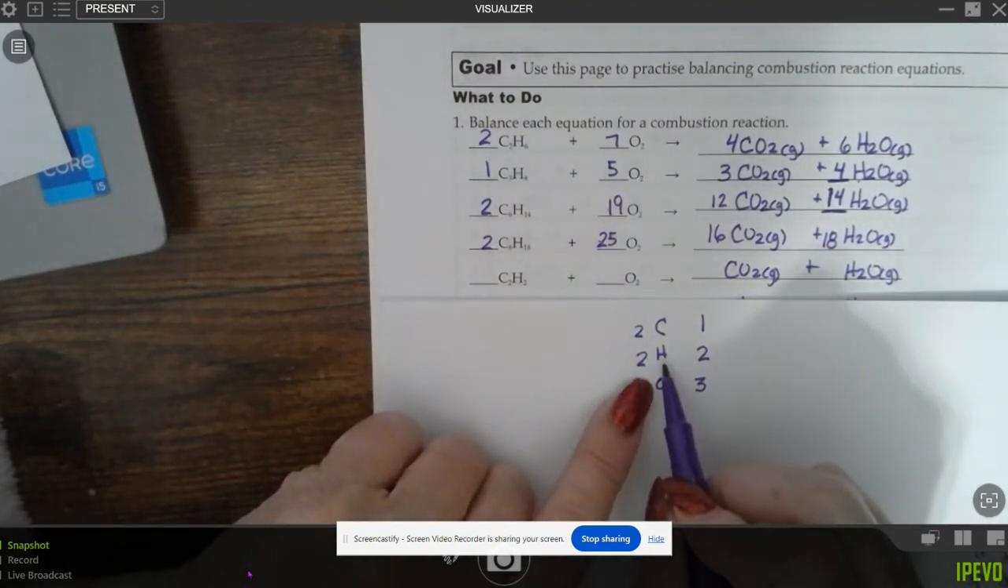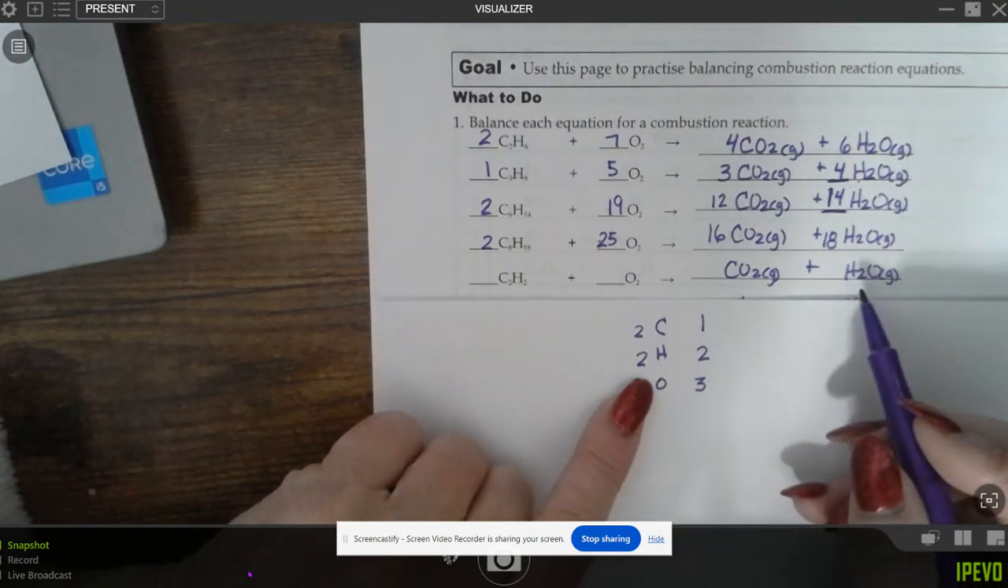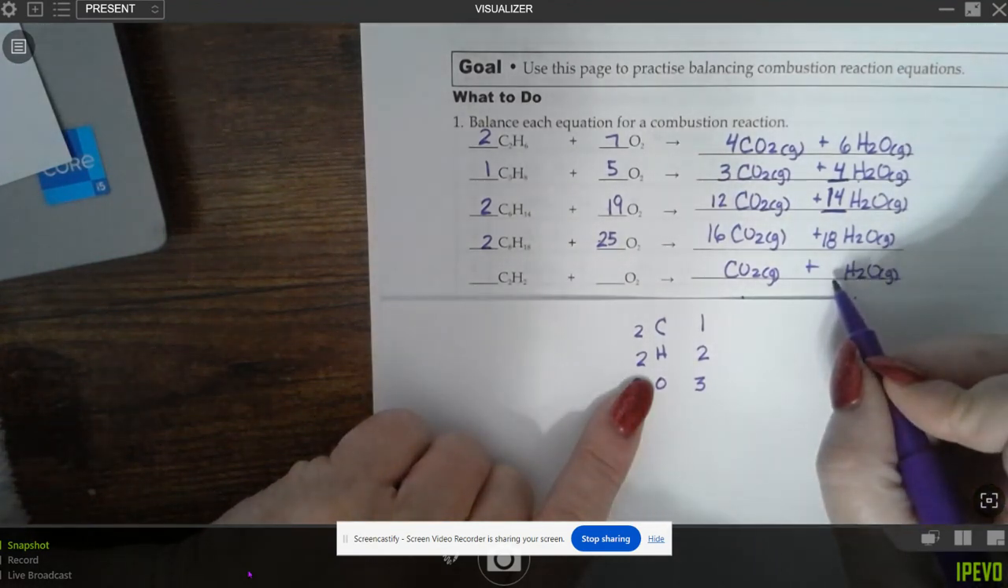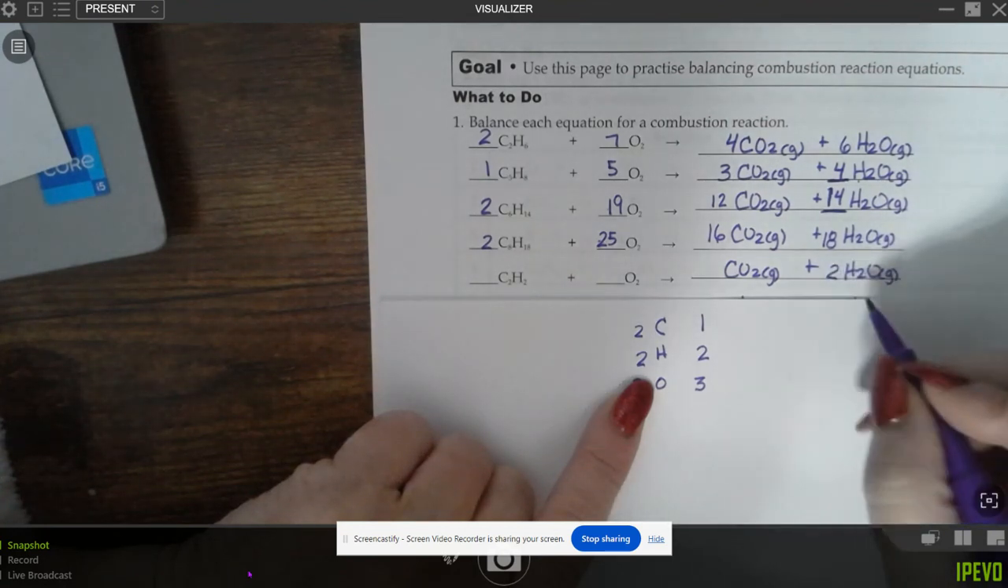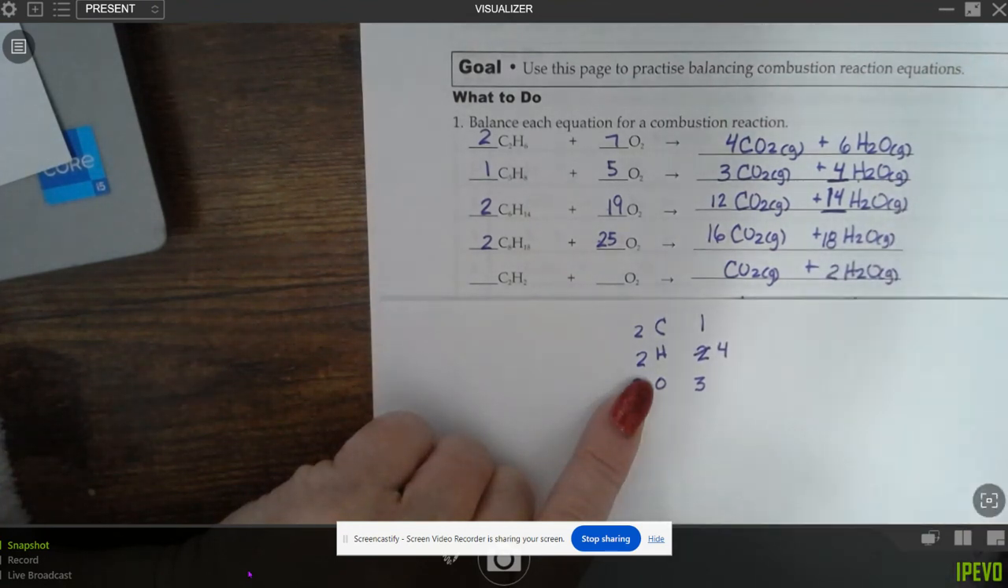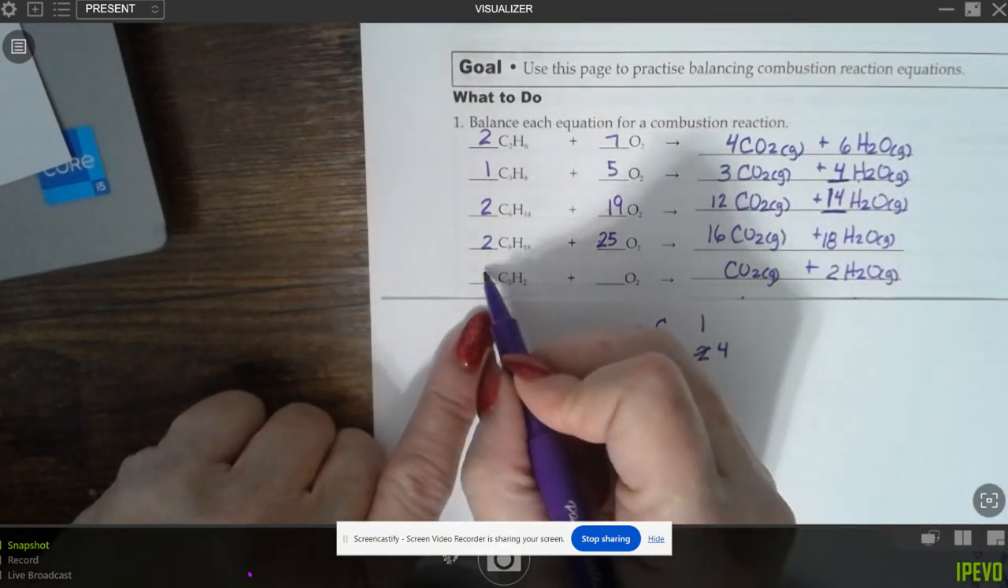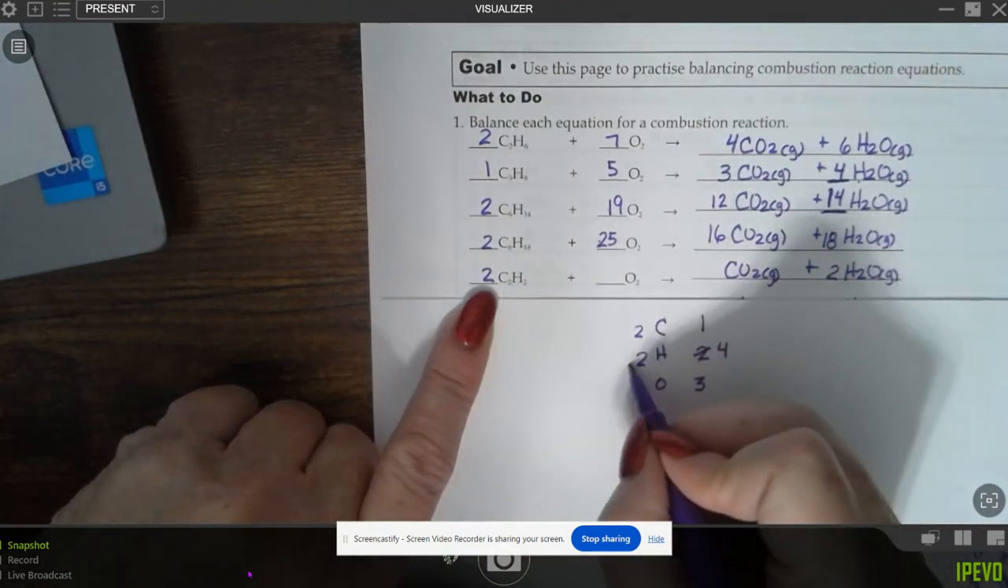2 hydrogen. Oh, my hydrogen is already balanced, but you know what? With a 1 there, that's an odd number. So I'm going to double this. Okay, so 2 times 2 is 4. So to get 4 hydrogen over here, I'm going to have to put 2 times 2 is 4.